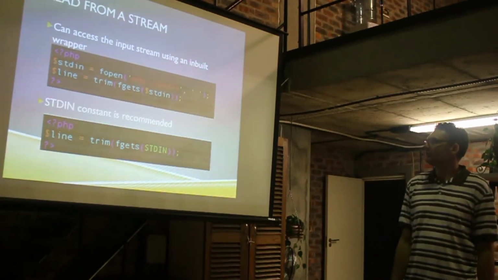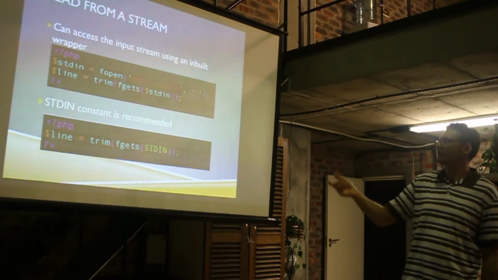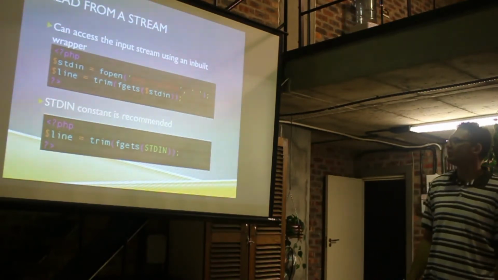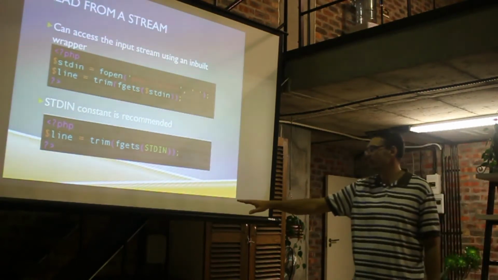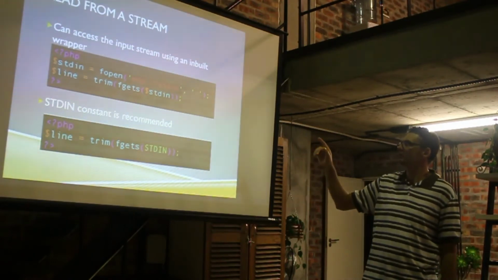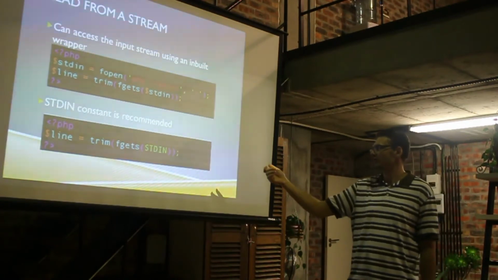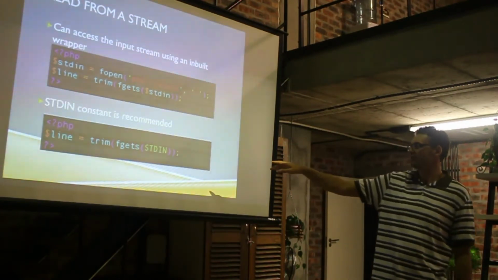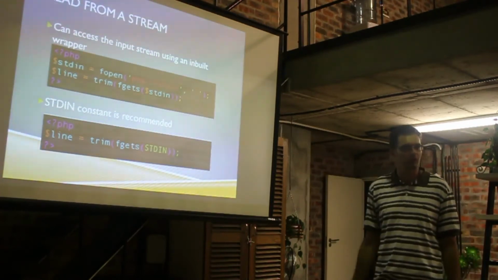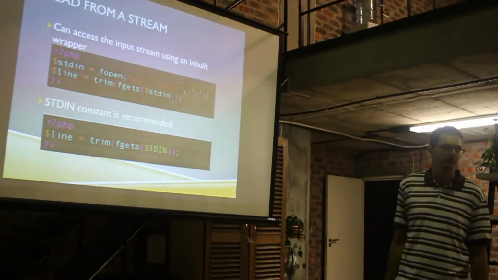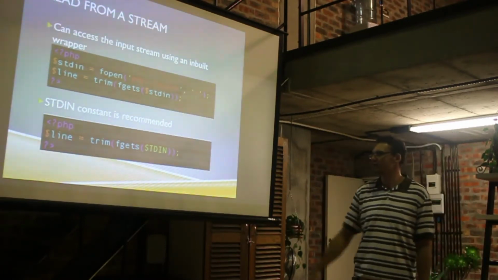And to actually get the contents of what's on that, use fgets, trim it, just to trim off the line ending and so on. And that would be what the line is. The recommended way, because apparently the wrapper is quite buggy in some versions of PHP, the recommended way is to use the constant, so that STDIN actually is a constant which is an already opened and initialized standard input stream. So not only is it cleaner, but it's the recommended way to do it.